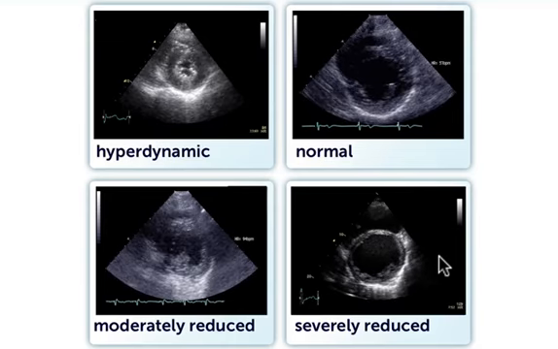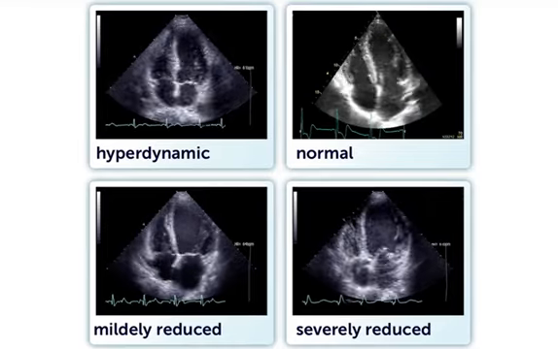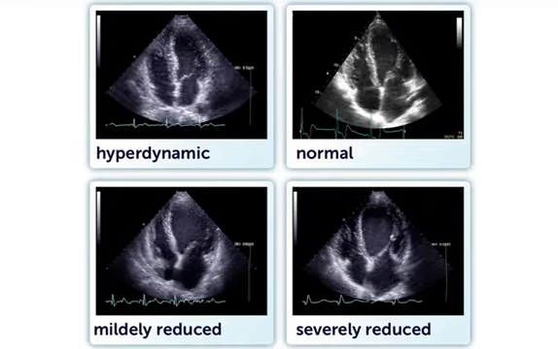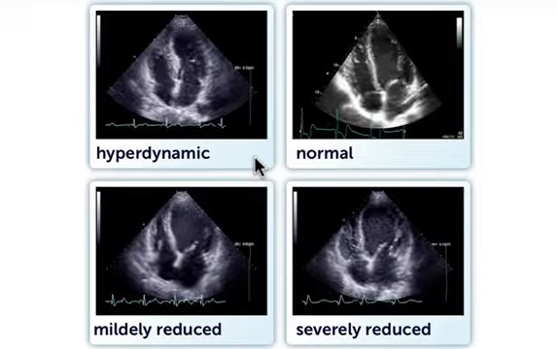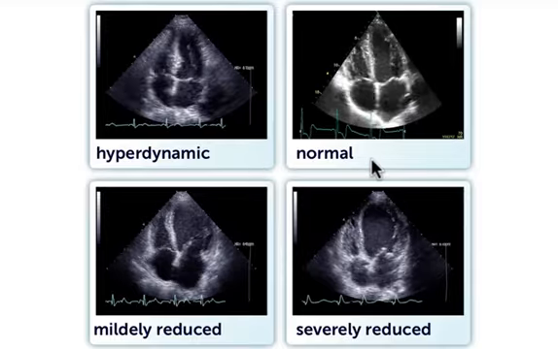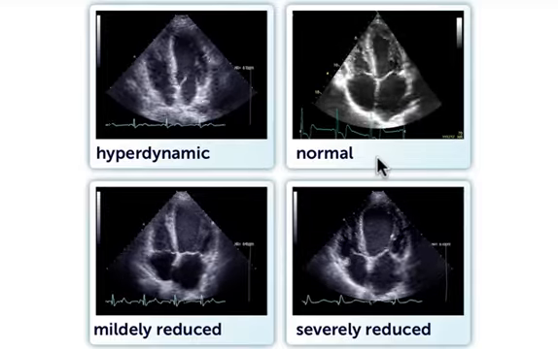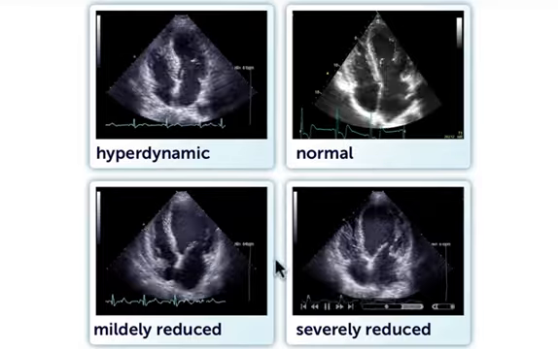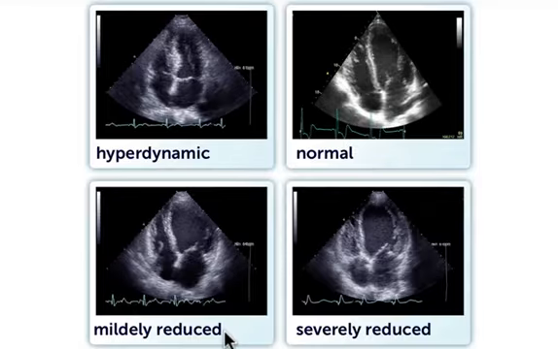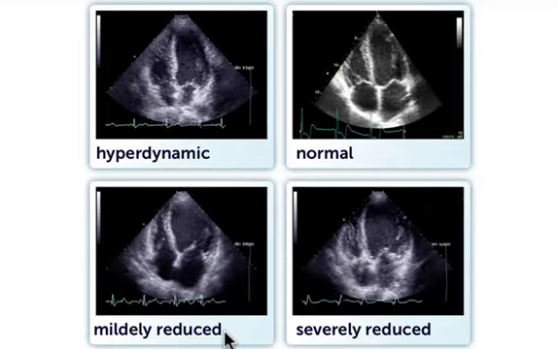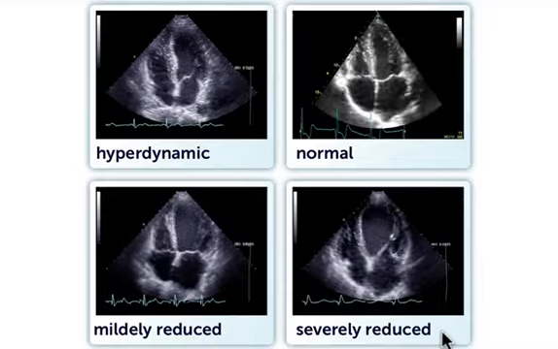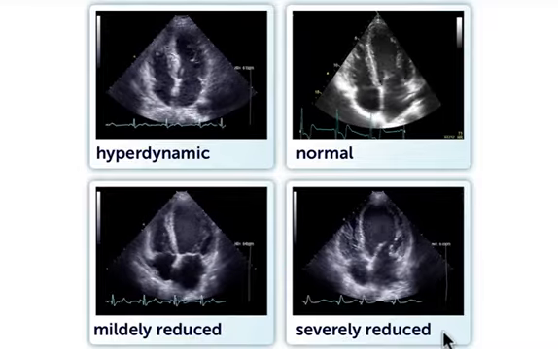And now we'll take a look at an apical four-chamber view. Again, on the left-hand side, a hyperdynamic left ventricular function. Normal ejection fraction, normal function, mild to moderately reduced left ventricular function, and severely reduced left ventricular function.